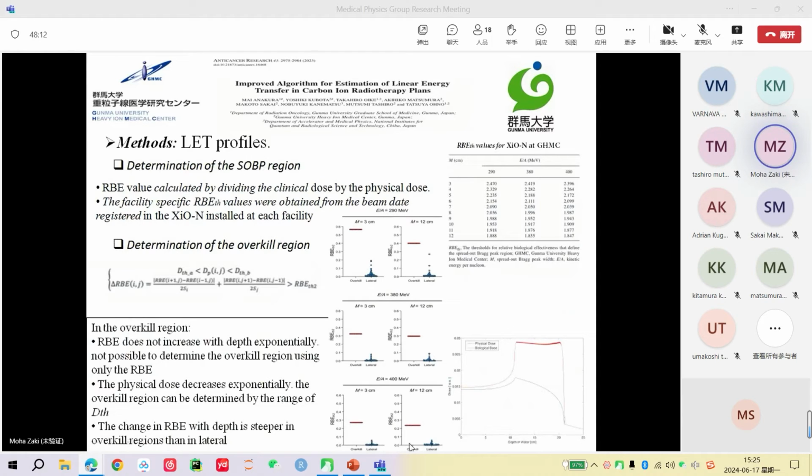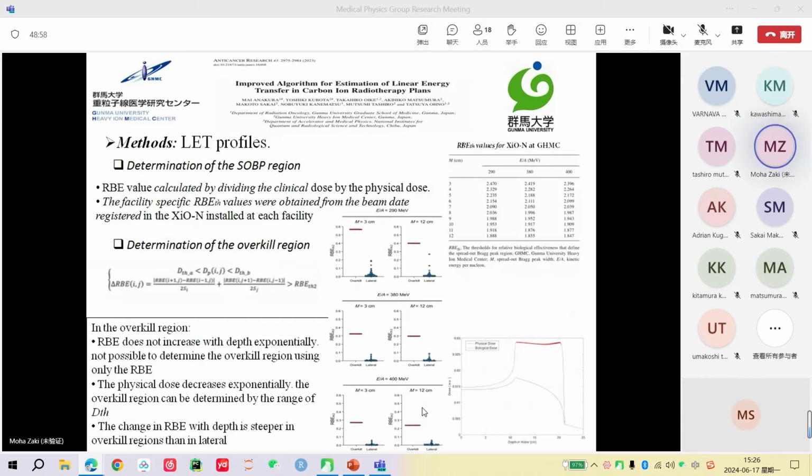And here the change of RBE threshold value in the overkill region and the plateau region are plotted for different kinetic energies per nucleon, 290, 380, 400, with different spread-out Bragg peak widths from 3 centimeters as minimum and 12 centimeters as maximum. As shown in the figure for each kinetic energy per nucleon, the RBE threshold value in the overkill region decreases as M increases. Therefore, discriminating the overkill region from the plateau region by using the RBE threshold becomes most difficult at the maximum width of 12 centimeters.